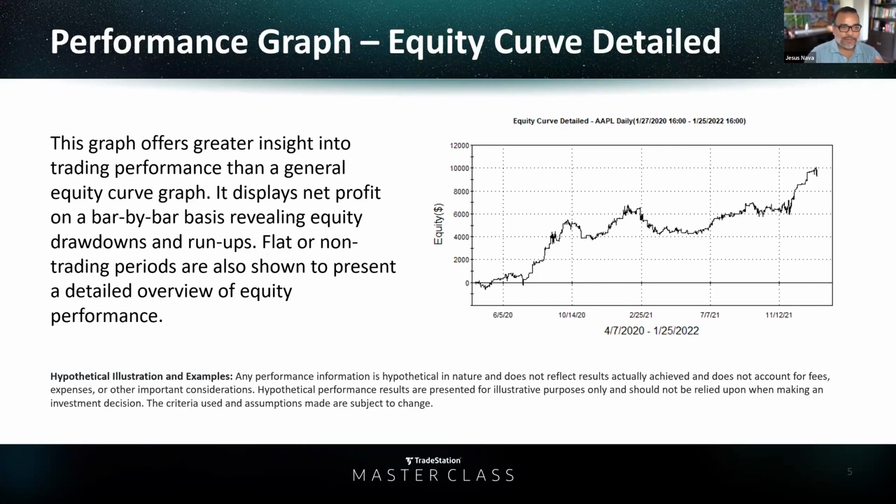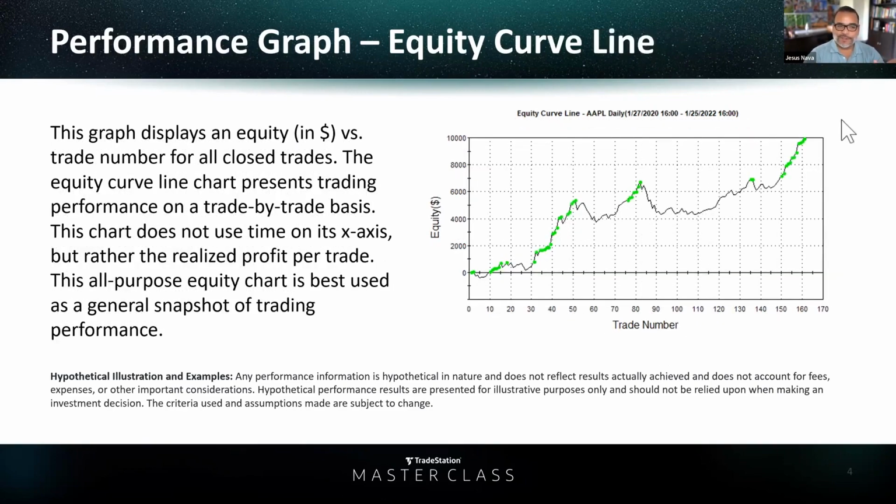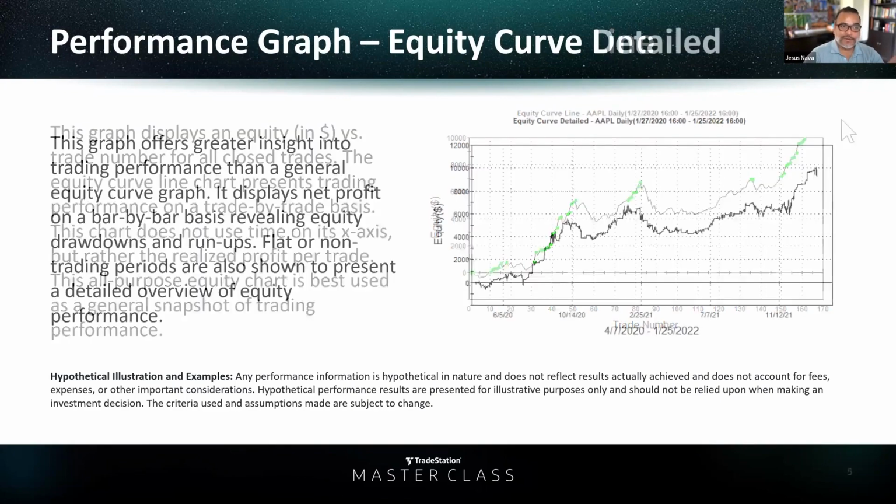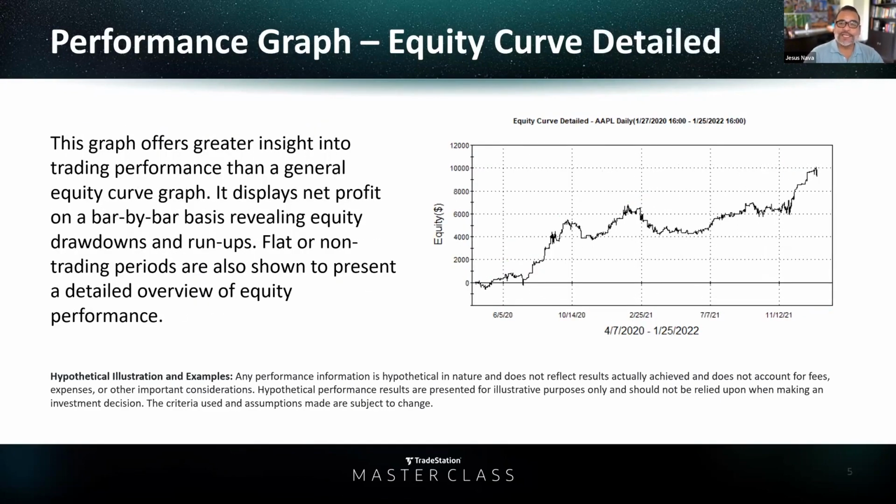The first one, this one right here, is just from closed trade to closed trade. So you don't get that exposure you have to the markets when you have an open position, drawdown and run up. This one right here is called detailed because it does calculate your equity bar by bar.